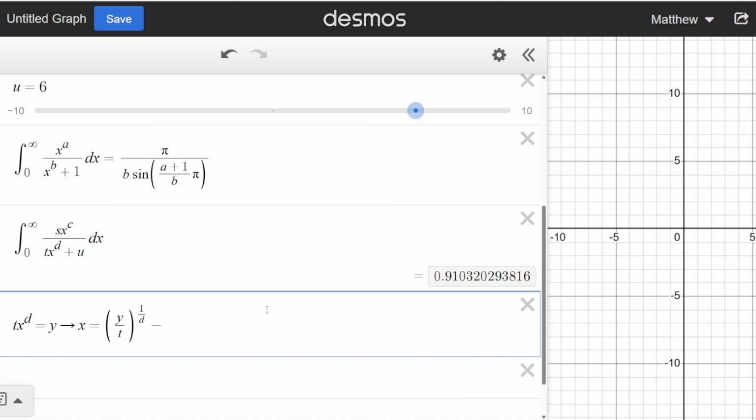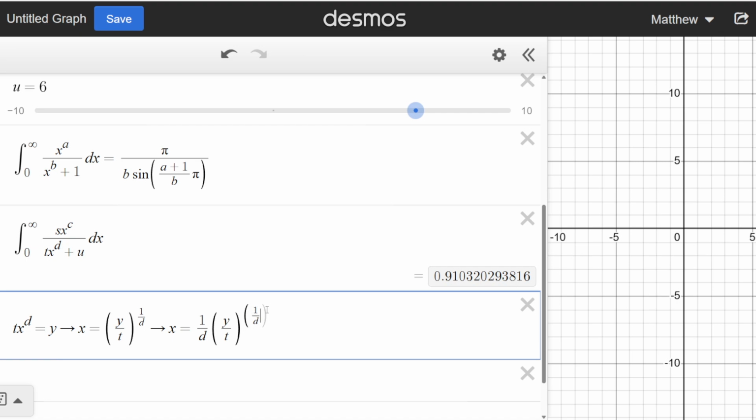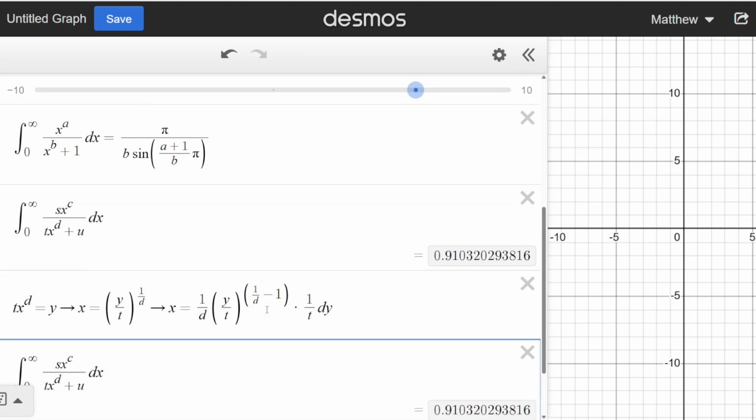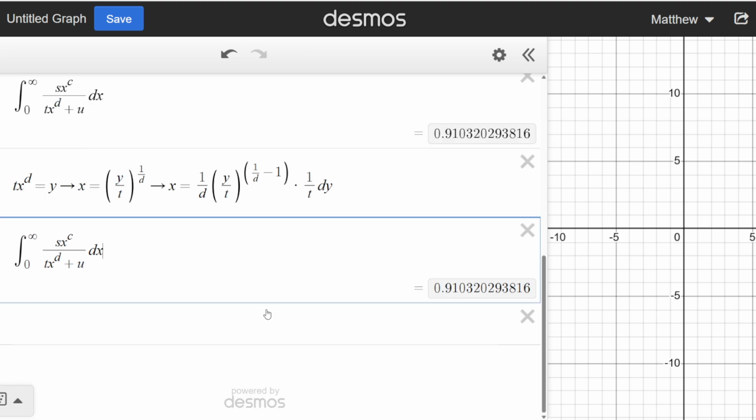All right, and now we'll solve for dx. So dx is going to be, let's see, we bring down this power, we subtract 1 from the power, and then we multiply by the derivative with respect to y of this, which is just going to give us times 1 over t dy. And this substitution will not change our bounds of integration. So now let's plug these things in.